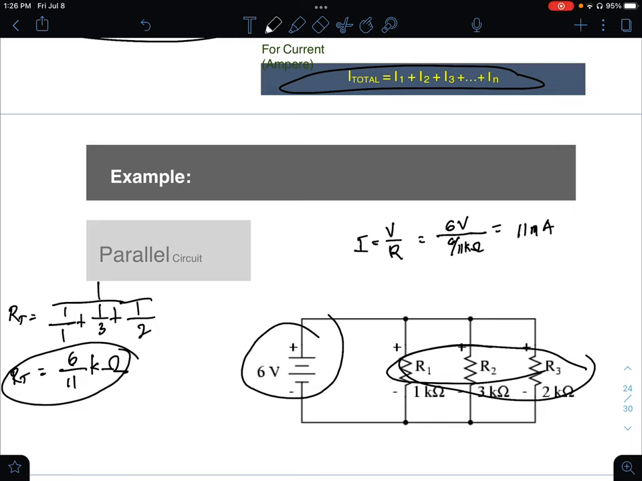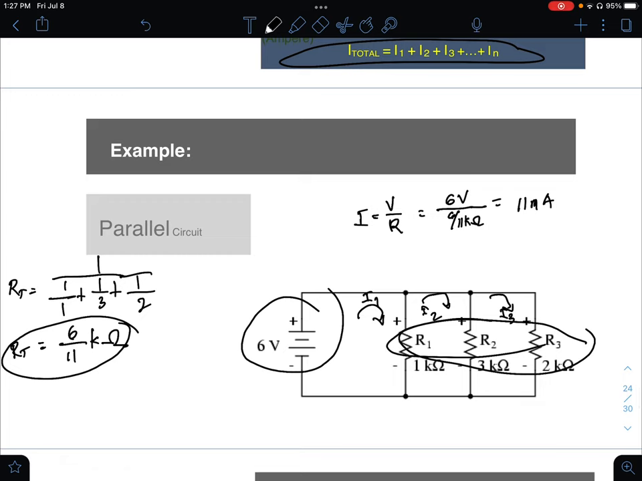Okay, or if you want to know the current flowing in each resistance, if you want to know the current here is I1, here is I2, and here is I3. So if you want to know the current in each resistance, in each path, just do the same. We can still get the same answer.